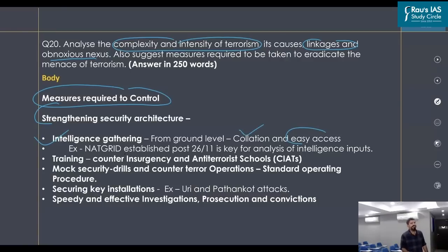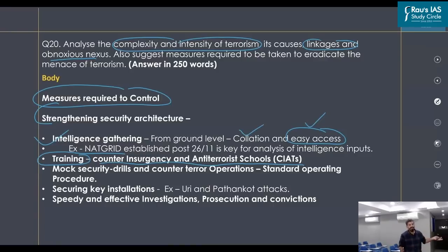Then, of course, we need to strengthen our armed forces which are handling the issue of terrorism. In this, what we'll do, we'll improve their training. And for this, already the government of India has created counter-insurgency and anti-terrorist schools, or the CIATs. Next thing is, we need to be already prepared and create scenarios of what kind of challenges can we face if any terrorist attack happens.